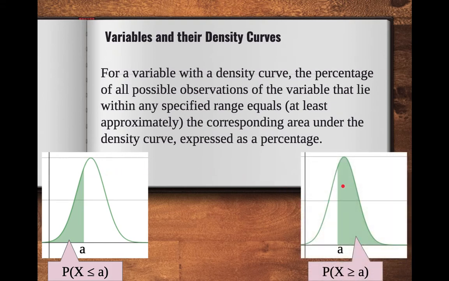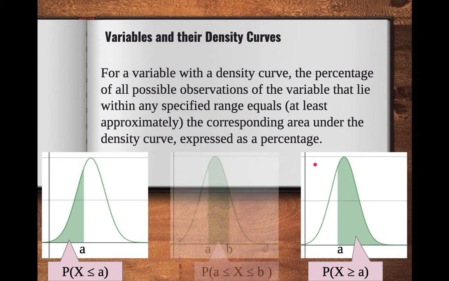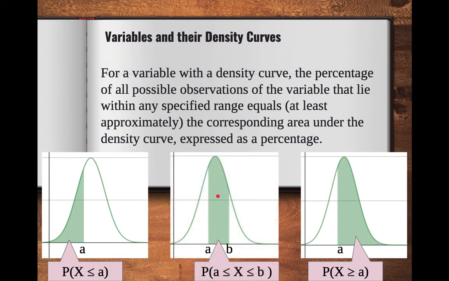If we're greater than or equal to, we're looking to the right side of that value A, and again, the area. Or we'll look at in between two values. These are basically the three intervals we're going to be most interested in. We're either less than or equal to a value, greater than or equal to a value, or between two values.